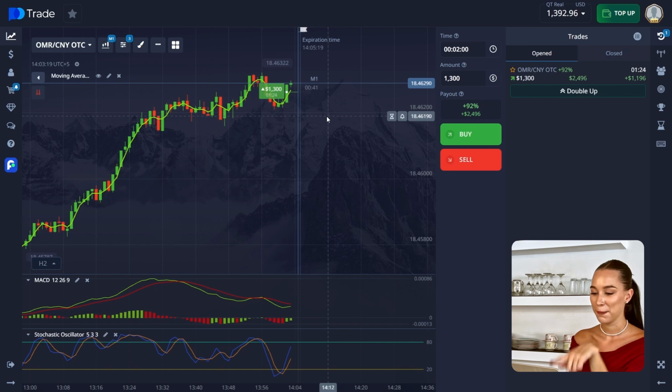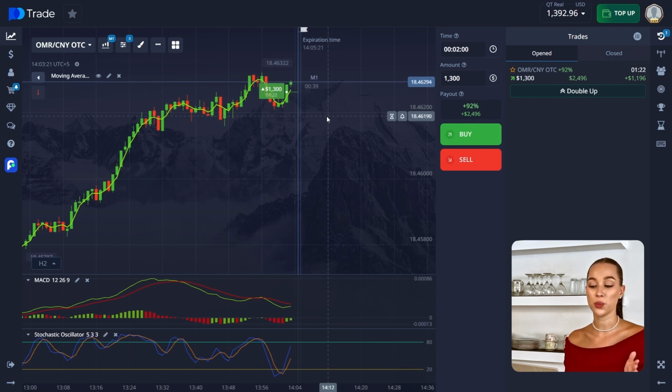Okay, because from 1 to 3 candles, this is why I follow this rule, which I told you about at the beginning of the video: we need at least 3, for example, green or red candles, and then there's a 4th one open and we open a trade. Okay, now it's going pretty good.